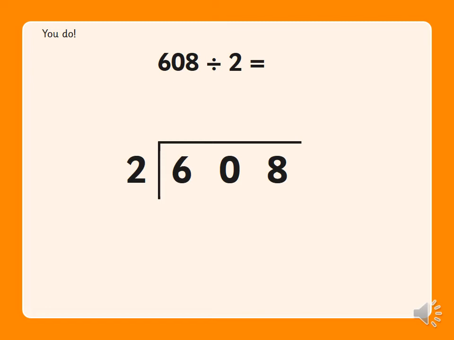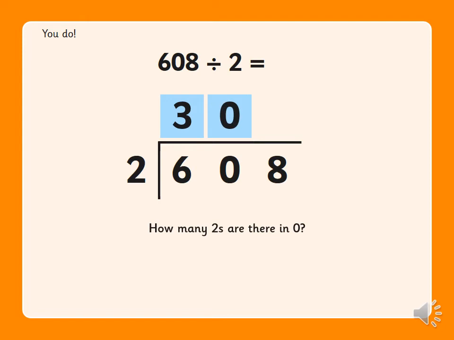Okay, so 608 divided by 2. Excellent. So 2 goes into 6 how many times? 2, 4, 6. Excellent. 2 goes into 6 3 times. Now what's the next step? Excellent. How many 2's go into 0? 2 doesn't go into 0.